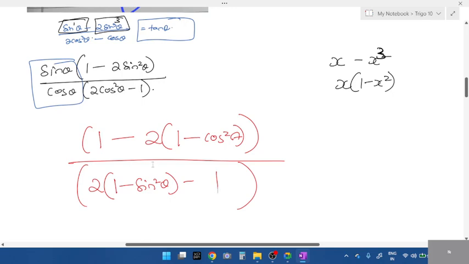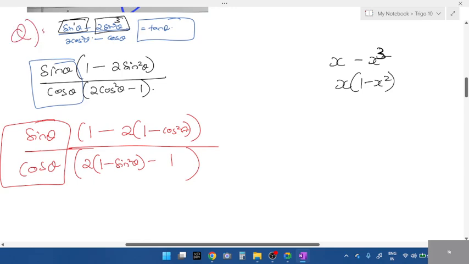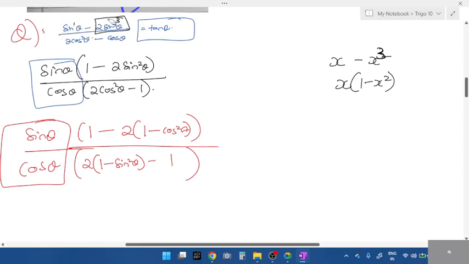Then when you open the bracket, you can cancel it. They would get cancelled. We are left with sine theta by cos theta. Complete this. Copy till here. I'll teach you. Sine theta by cos theta. See, keep this as it is. This is the question. Sine theta plus minus 2 sine cube theta is the question.